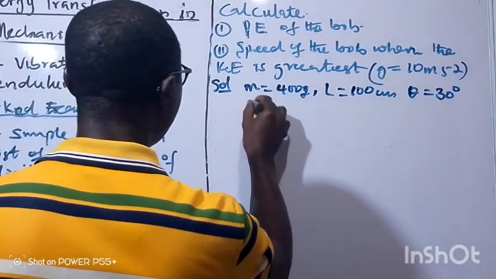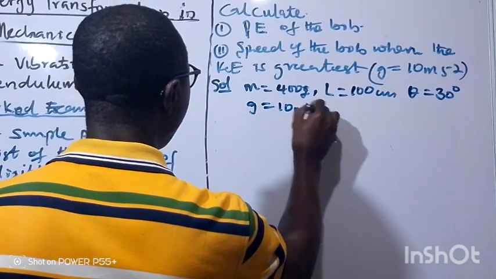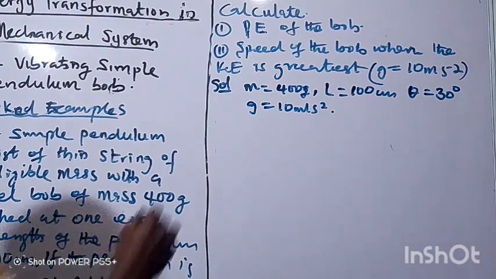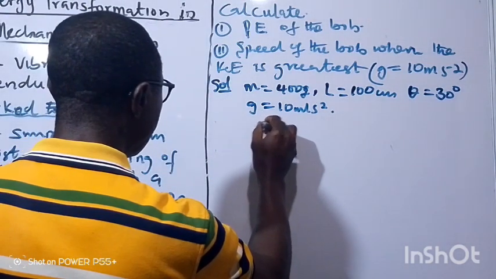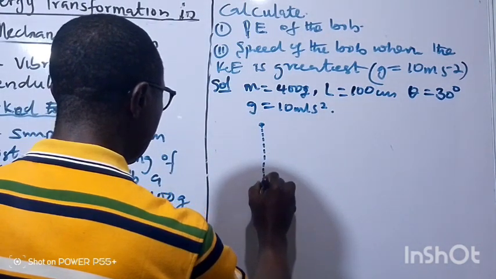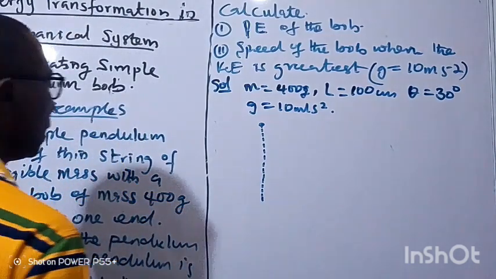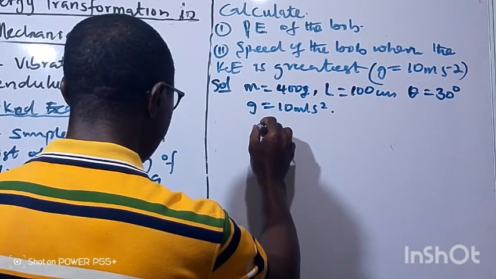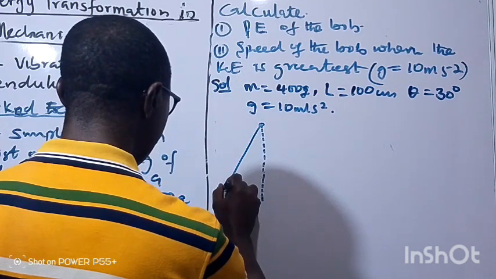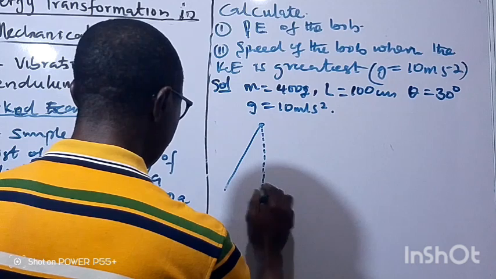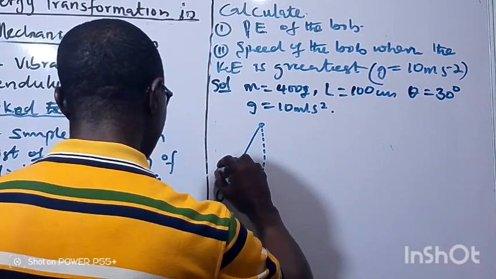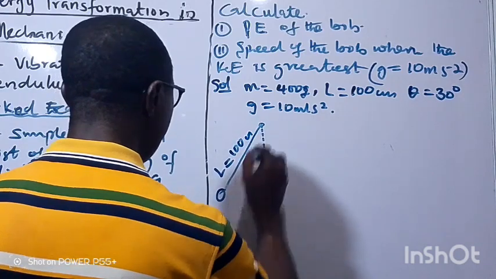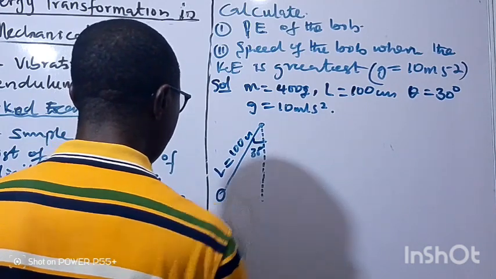And g is given as 10 meters per second squared. Let's put it into a drawing so we can understand it better. Let's say this is the pendulum. This is the equilibrium position. The angle of displacement is 30 degrees to the vertical. Let's say this is the bulb. According to the question, this is the length of the pendulum, 100 centimeters. This is the angle, 30 degrees.